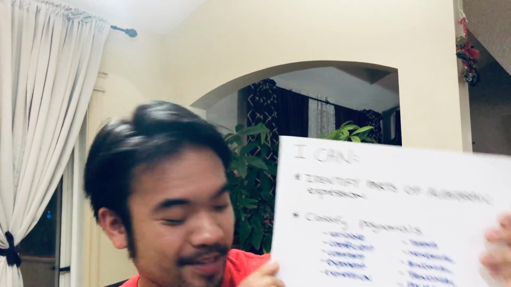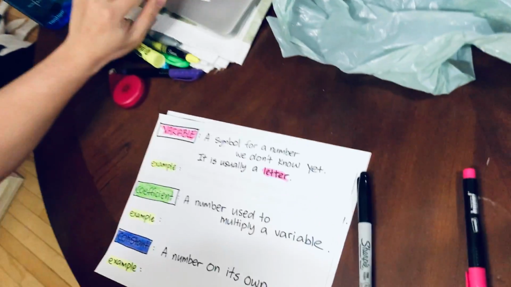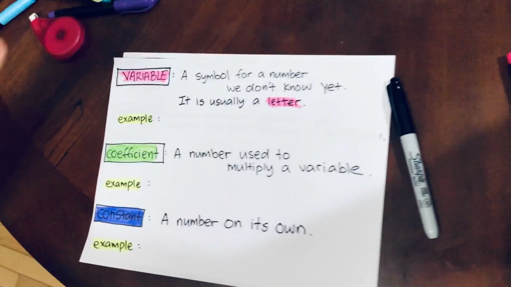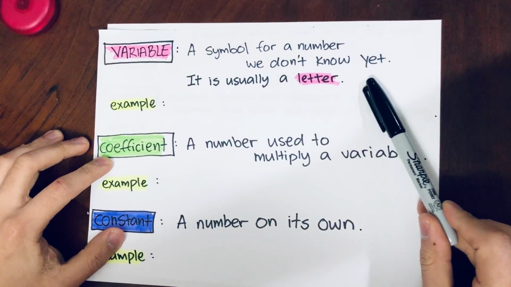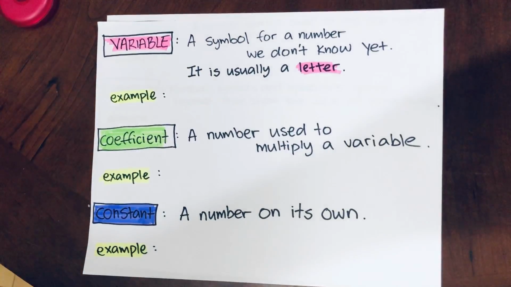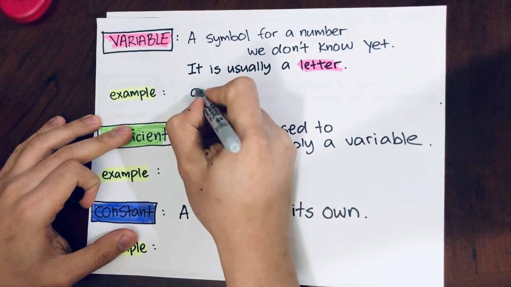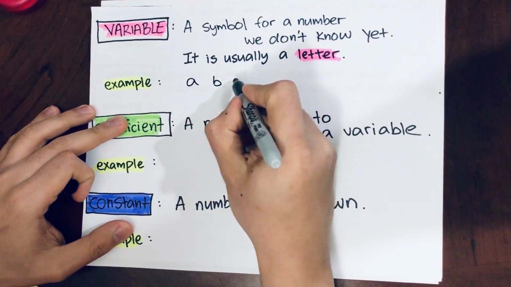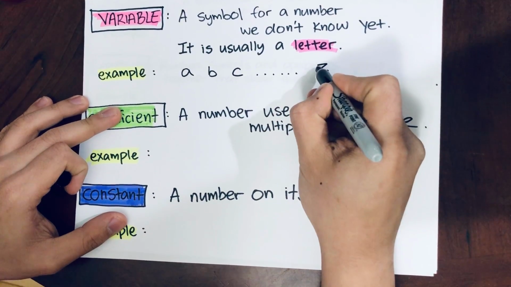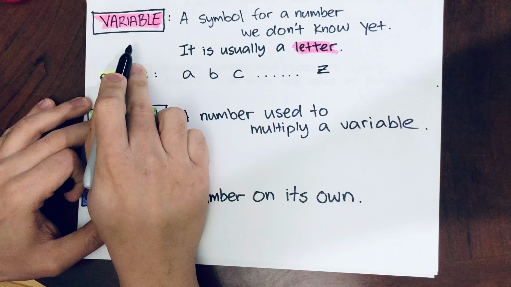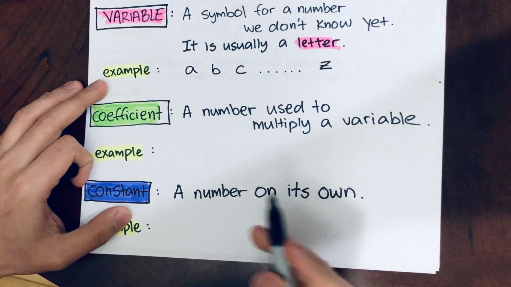So let's start. The first one is called a variable. A variable is a symbol for a number we don't know yet, and it's usually a letter. An example would be the letter A, the letter B, the letter C, all the way up to the letter Z. Okay, so this is a variable, so just remember that.